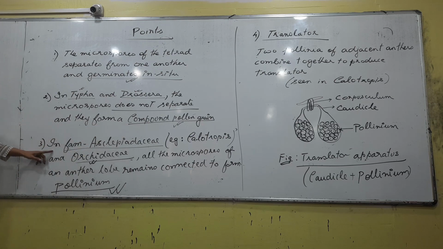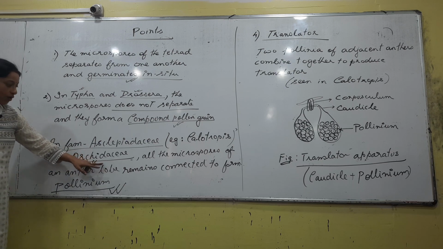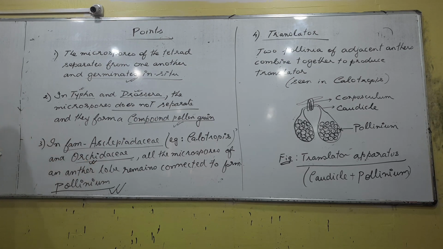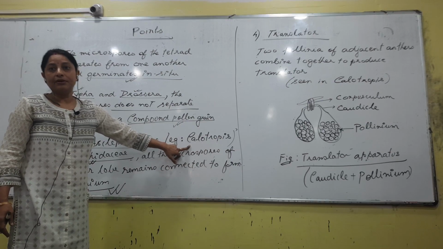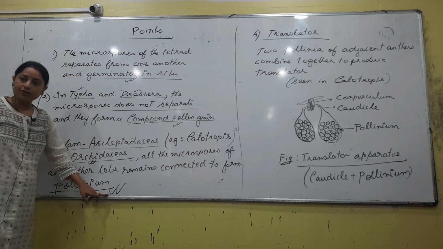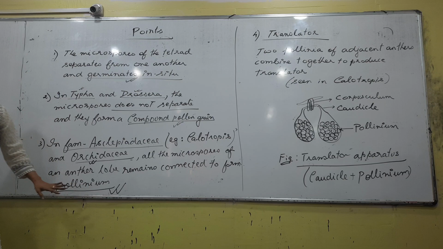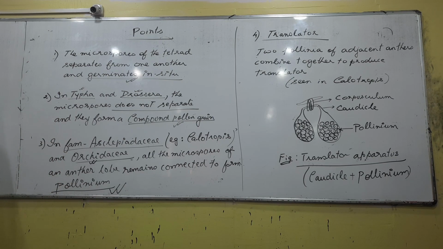Next, in these 2 families, especially Asclepiadaceae and Orchidaceae, we see a structure that is called pollinium. A question could be, pollinium is a characteristic of which family? The answer is Orchidaceae. In the option, orchid could also be written, not necessarily the name of the family would always have to be written down, right? So instead of Asclepiadaceae, in the option, Calotropis could also be written, right? So in Calotropis and orchids we see pollinium. Now what is a pollinium?